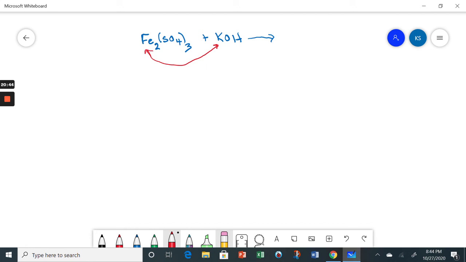And they swap. So the K goes with the sulfate, which actually becomes a 2. And then you have an SO4. And we'll learn how to know, oh, it's going to be K2. And then the iron goes with the hydroxide. So now I have to balance.